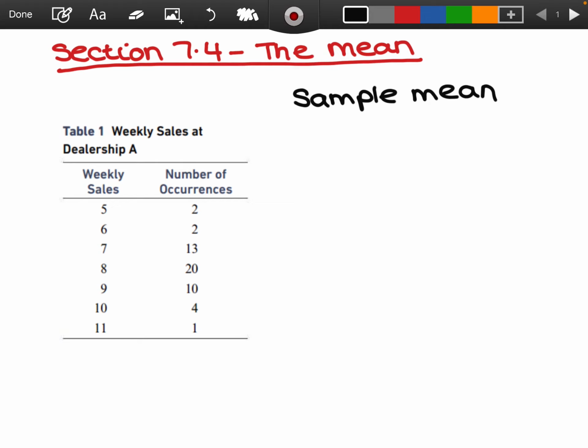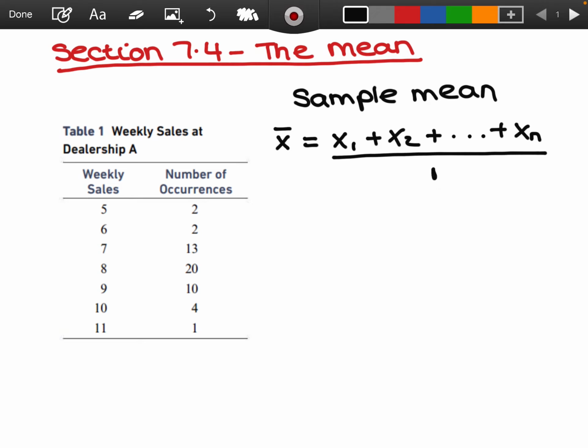Okay. So for a sample mean, whenever you try to denote that, you always use this term X bar. X bar is what is used to denote the sample mean. And in order to figure that out, you just add together all of your data points from your sample and then divide it by the number of things that are in your sample. Okay. Let's do that for this particular problem.